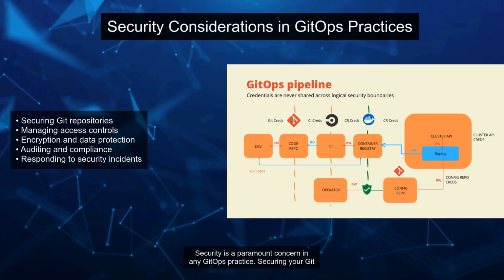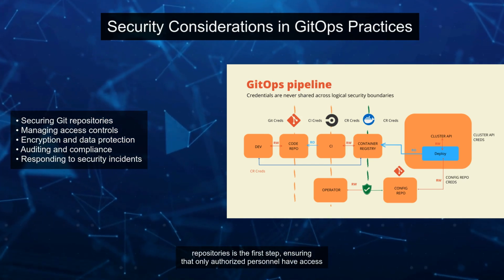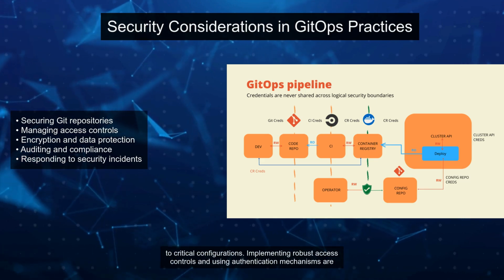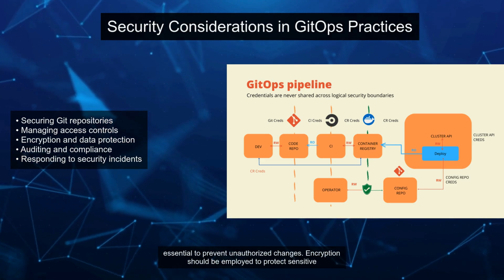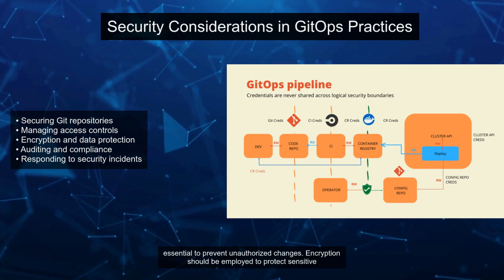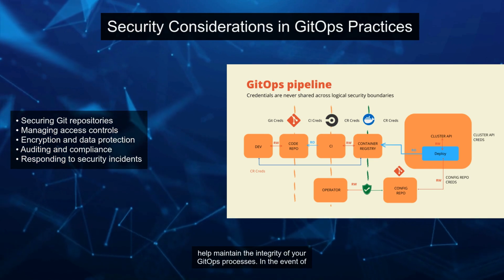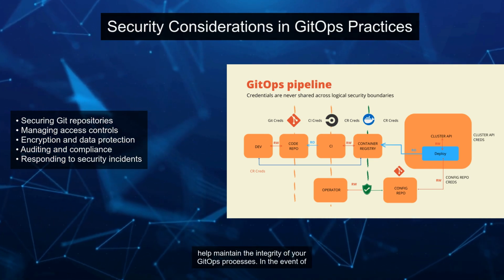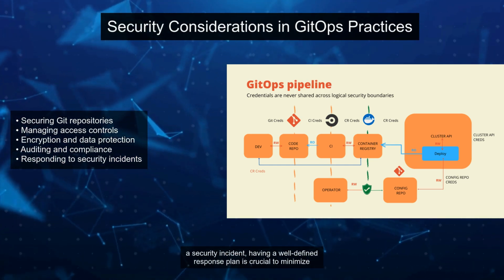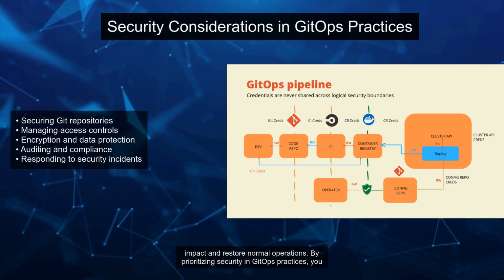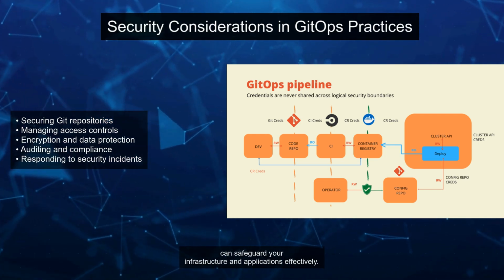Security is a paramount concern in any GitOps practice. Securing your Git repositories is the first step, ensuring that only authorized personnel have access to critical configurations. Implementing robust access controls and using authentication mechanisms are essential to prevent unauthorized changes. Encryption should be employed to protect sensitive data, both at rest and in transit. Regular audits and compliance checks help maintain the integrity of your GitOps processes. In the event of a security incident, having a well-defined response plan is crucial to minimize impact and restore normal operations. By prioritizing security in GitOps practices, you can safeguard your infrastructure and applications effectively.